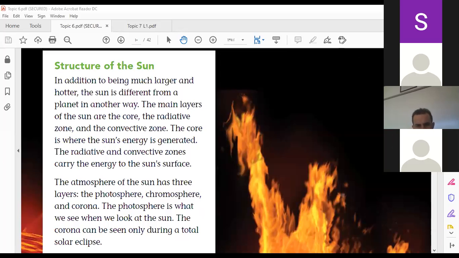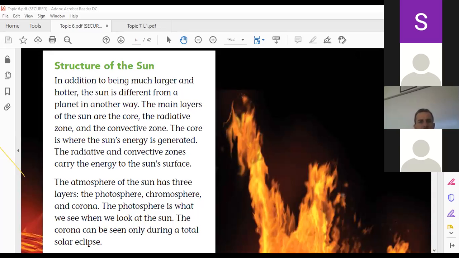Yes. What are the layers of the sun? Yes, the layers of the sun, and also where the sun's energy is generated. Yes, thank you, Sadiq. What are the layers of the sun? There are three layers of the sun.